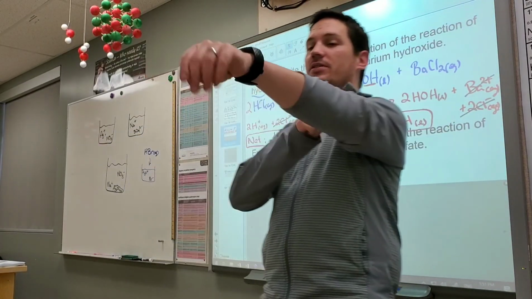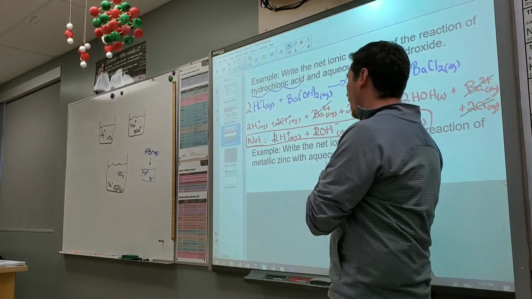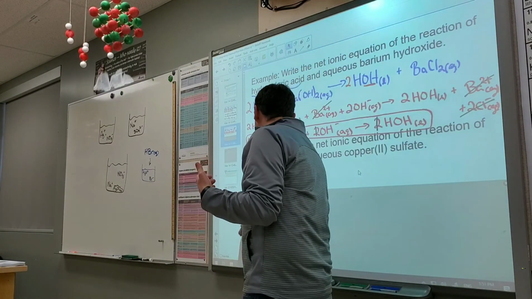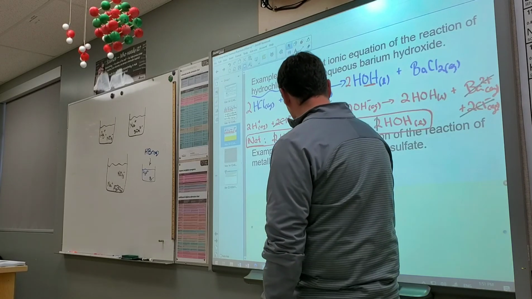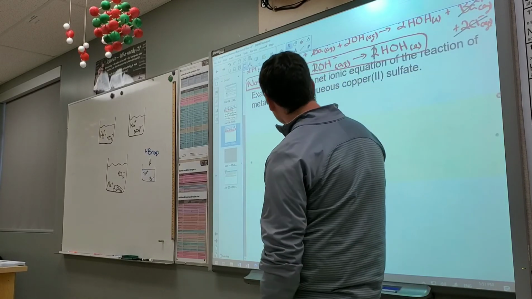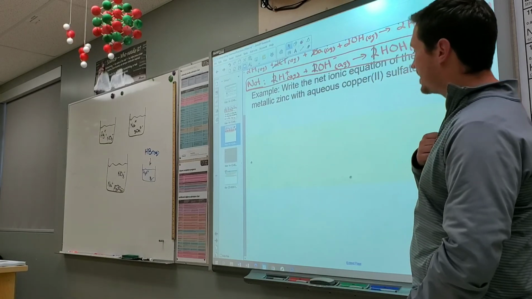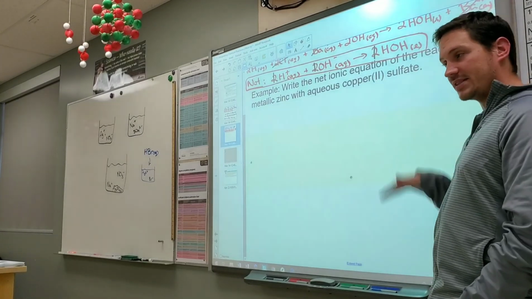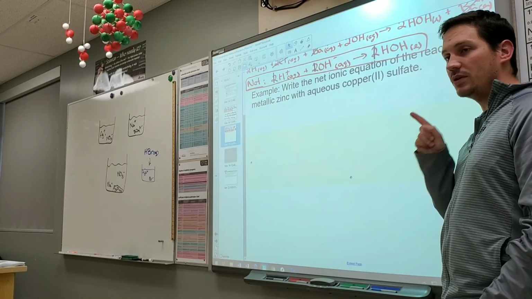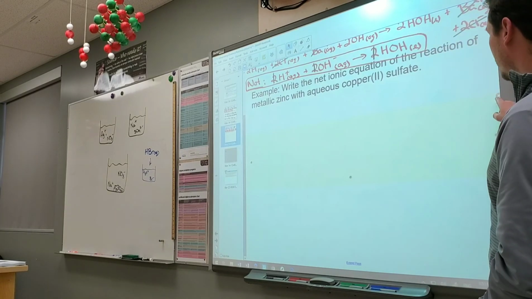Okay, there's 3 minutes left. My watch is dead, so that's fine. I want you to listen up, please. Write the net ionic equation of the reaction of metallic zinc with aqueous copper 2 sulfate. I'm not going to show you all the steps, but I am going to show you the answer. Are we ready for the answer? 3, 2, 1.